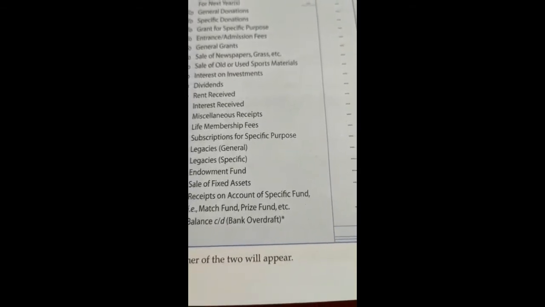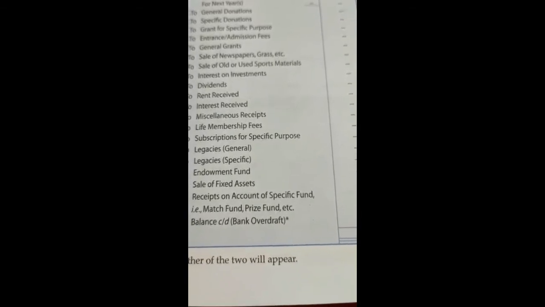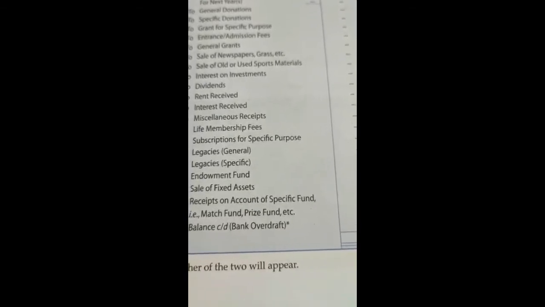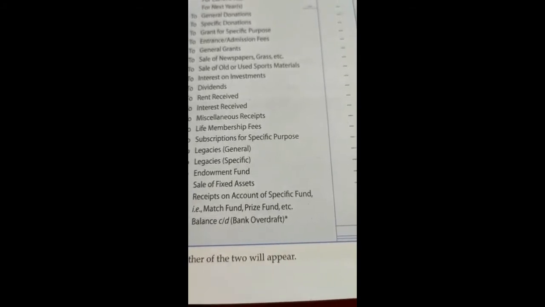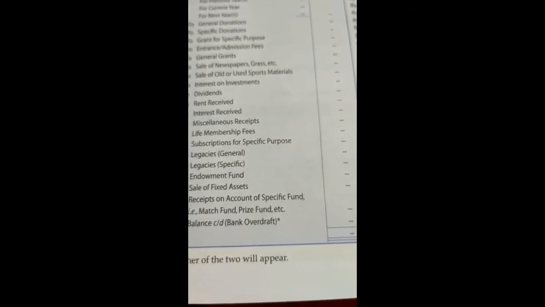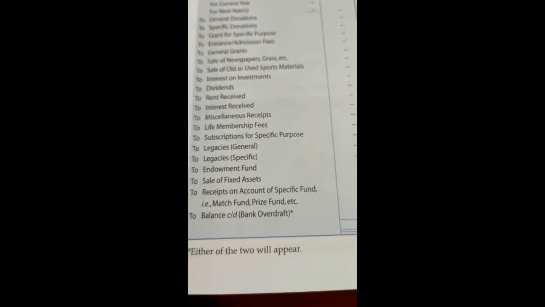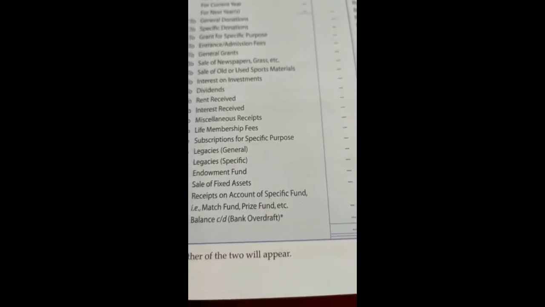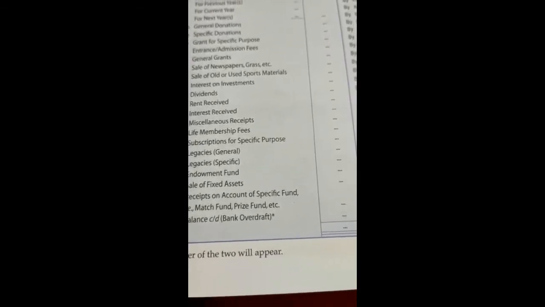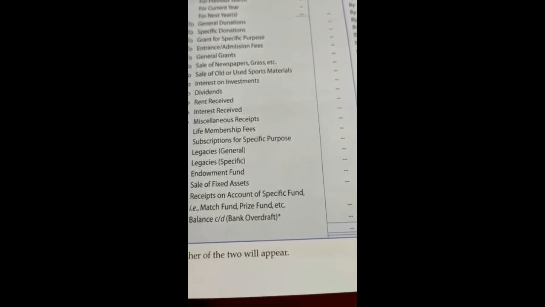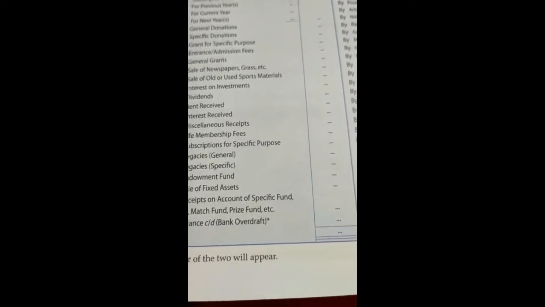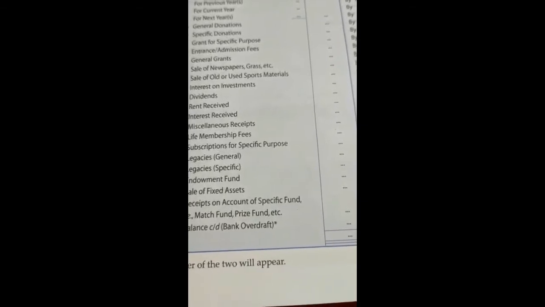And when the money in that fund is adequate, they will utilize that money for that purpose. So, for example, they have created a match fund and they have got the money, say 1 lakh rupees from all the members and the public. They will keep the 1 lakh in that match fund, and then the match actually happens. When they conduct the match, all the expenses of the match will be paid from this match fund. So that is why this fund is created.